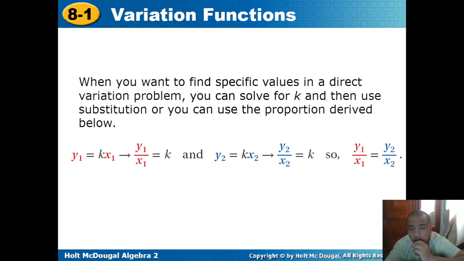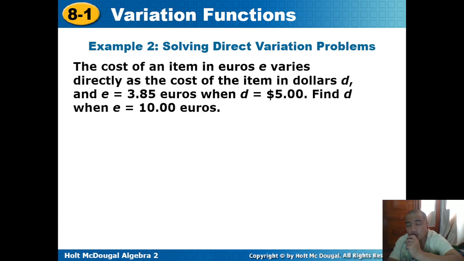Okay, meron tayong derived na proportion dito to solve for k. Yan. So, ito na yung final: y sub 1 over x sub 1 equals y sub 2 over x sub 2. Yeah, remember that. The cost of an item in euros, E, varies directly as the cost of the item in dollars, D. And E equals 3.85 euros when D is equal to $5. Find D when E is equal to 10 euros.